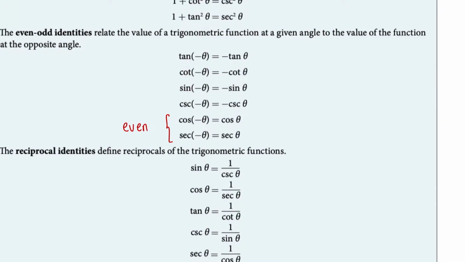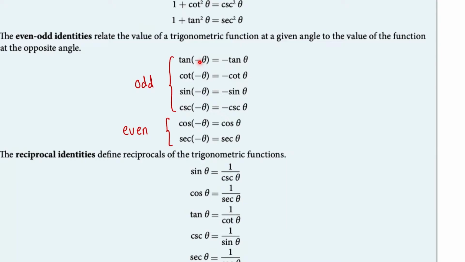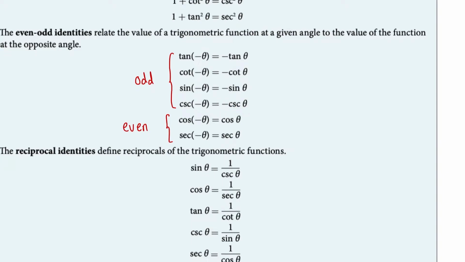Tangent, cotangent, sine, and cosecant are odd functions. Tangent of negative theta equals negative tangent of theta. Cotangent of negative theta equals negative cotangent of theta. Sine of negative theta equals negative sine of theta. Cosecant of negative theta equals negative cosecant of theta. Tangent, cotangent, sine, and cosecant are odd functions. So when I substitute the input with negative theta, the outcome is going to be the negative of the function of theta.